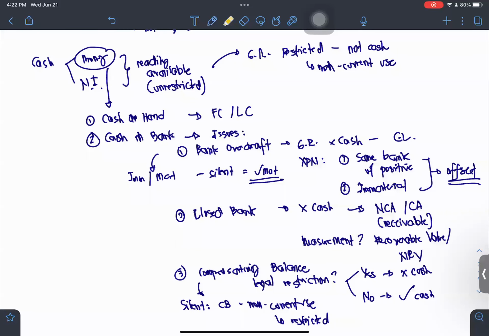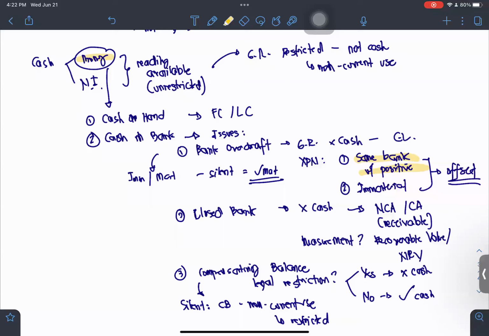Normally, questions here in your cash in bank as to your bank overdraft, it focuses on your same bank with positive balance. As to compensating balance, you look into your legal restriction. But once you master the different rules here, then it is easy to classify the money or the cash in hand and cash in bank. Okay? So we're done on the first part, that is your money.